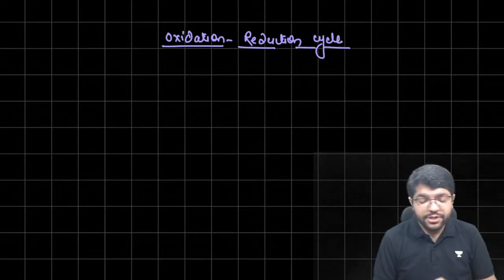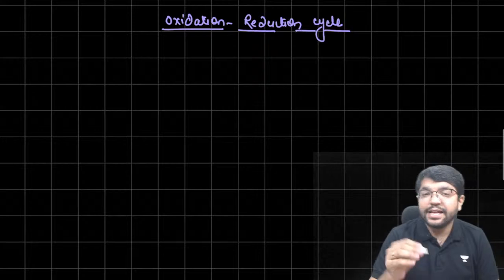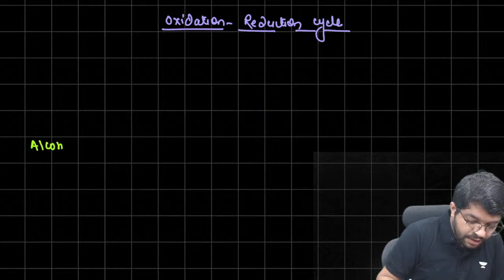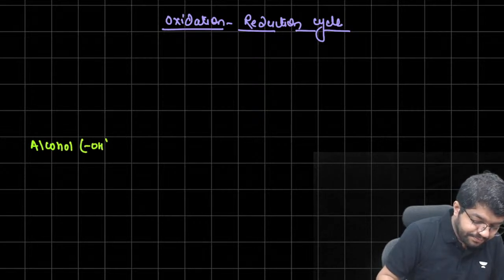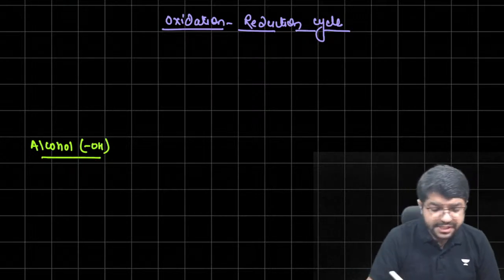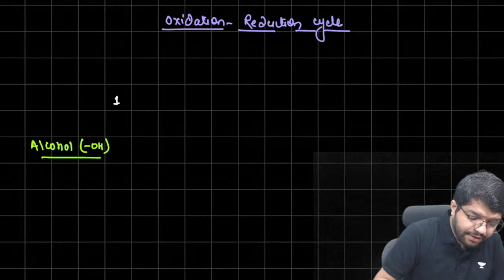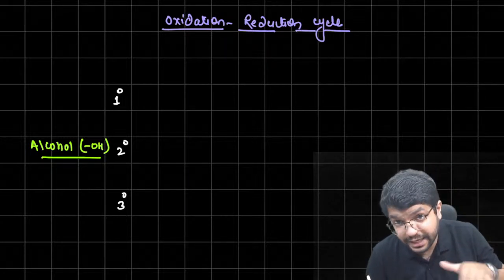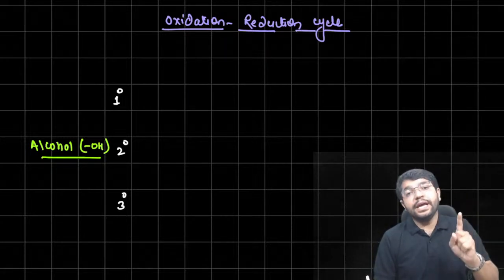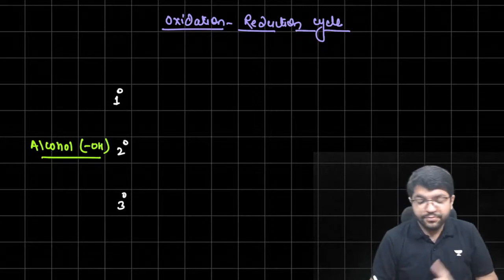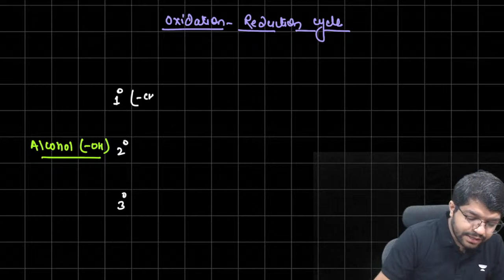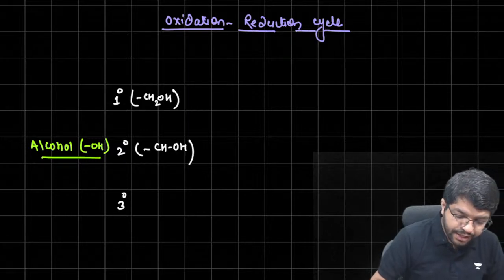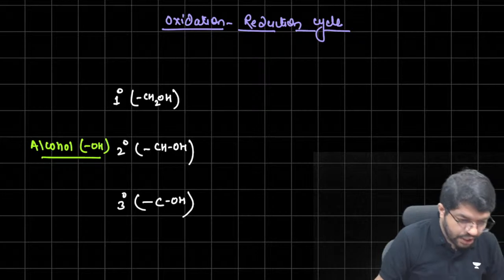The lowest member of this group is called alcohol. It starts with alcohol only, which has an OH group. I'll make it two stages. It's going to be a 1 degree alcohol, a 2 degree alcohol, or a 3 degree alcohol. Now I know the degrees, which is why I'm taking this concept as a priority. 1 degree alcohol has OH on only a single carbon. Quick representation: 1 degree alcohol is CH2OH, 2 degree alcohol is CHOH, and 3 degree alcohol is COH.